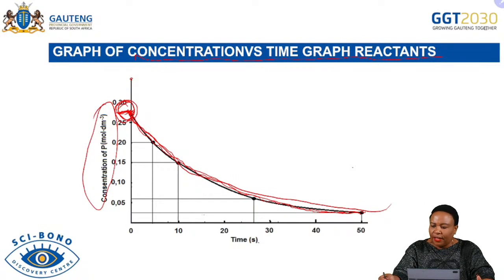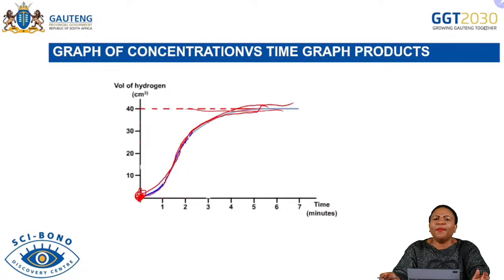Then in terms of the products, we are expecting that the concentration or the mass or the number of moles must increase up to where the reaction stops. We know that we start with no product at the beginning, but as the reaction proceeds, the product will be formed and its concentration will increase. And we also need to be able to interpret different gradients of the graph at different time intervals.